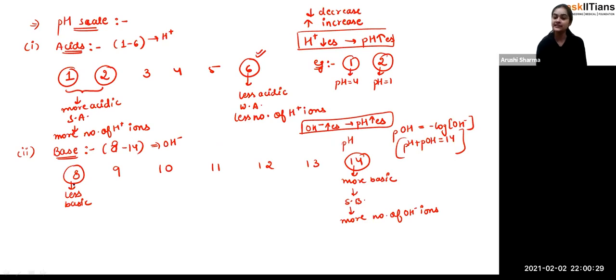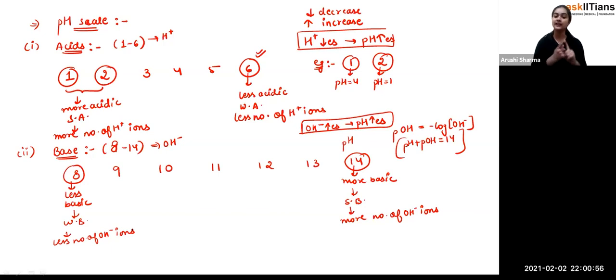Now, if the pH is 8, that means it is less basic. It will be a weak base, which means it has fewer OH negative ions. When there are fewer OH negative ions, obviously the pH will be less. That's because pH is inversely proportional to pOH. When the pH increases, pOH decreases. So that's how you can remember this thing.